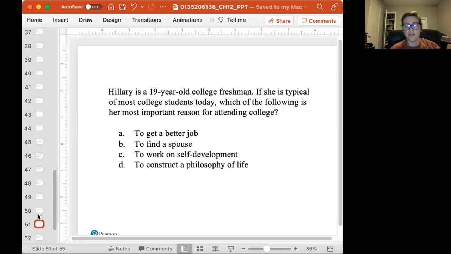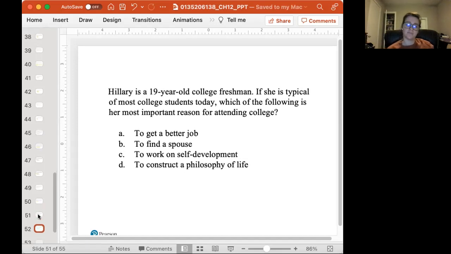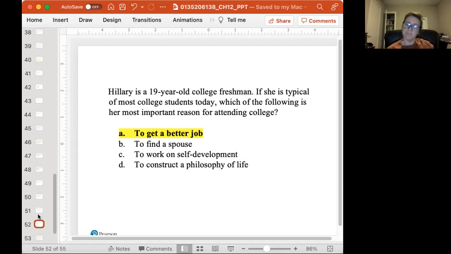All right. Hillary is a 19-year-old college freshman. If she is typical of most college students today, which of the following is her most important reason for attending college? To get a better job, to find a spouse, to work on self-development, or to construct a philosophy of life? To get a better job.